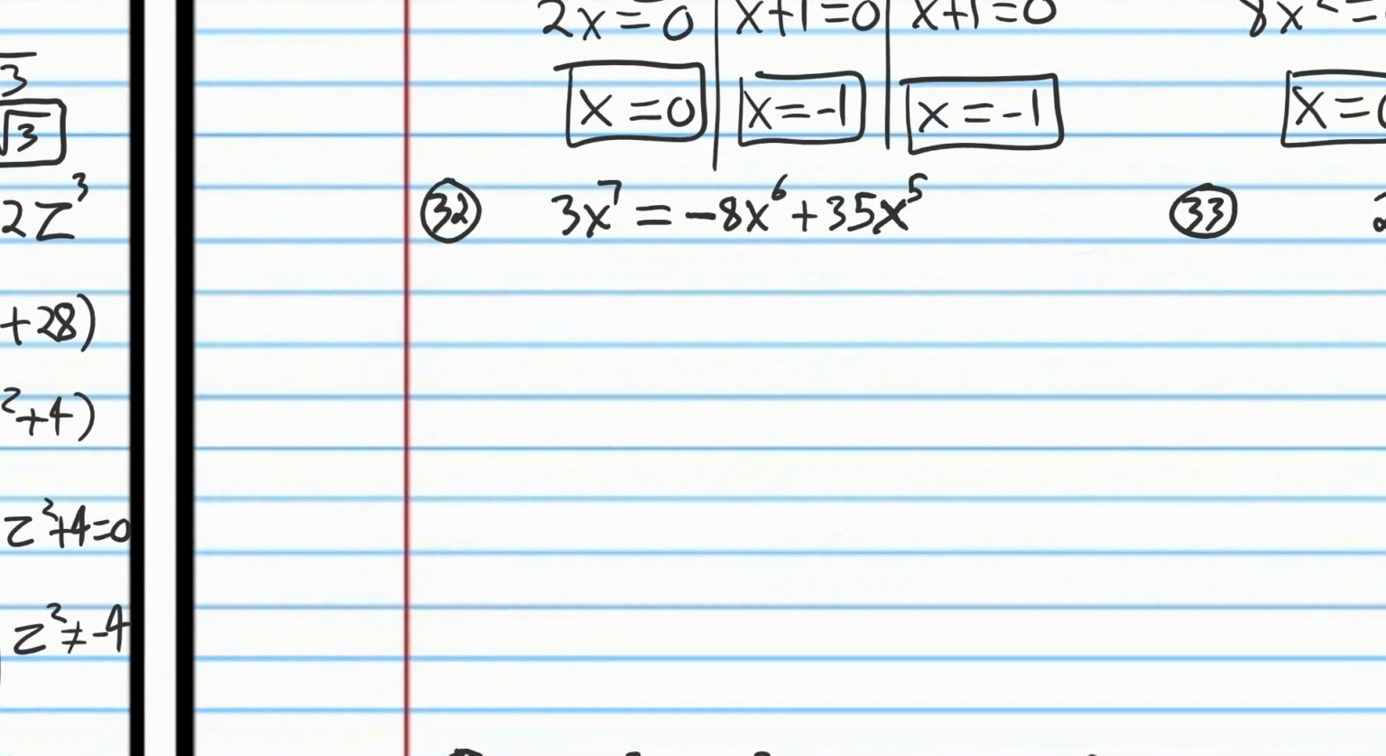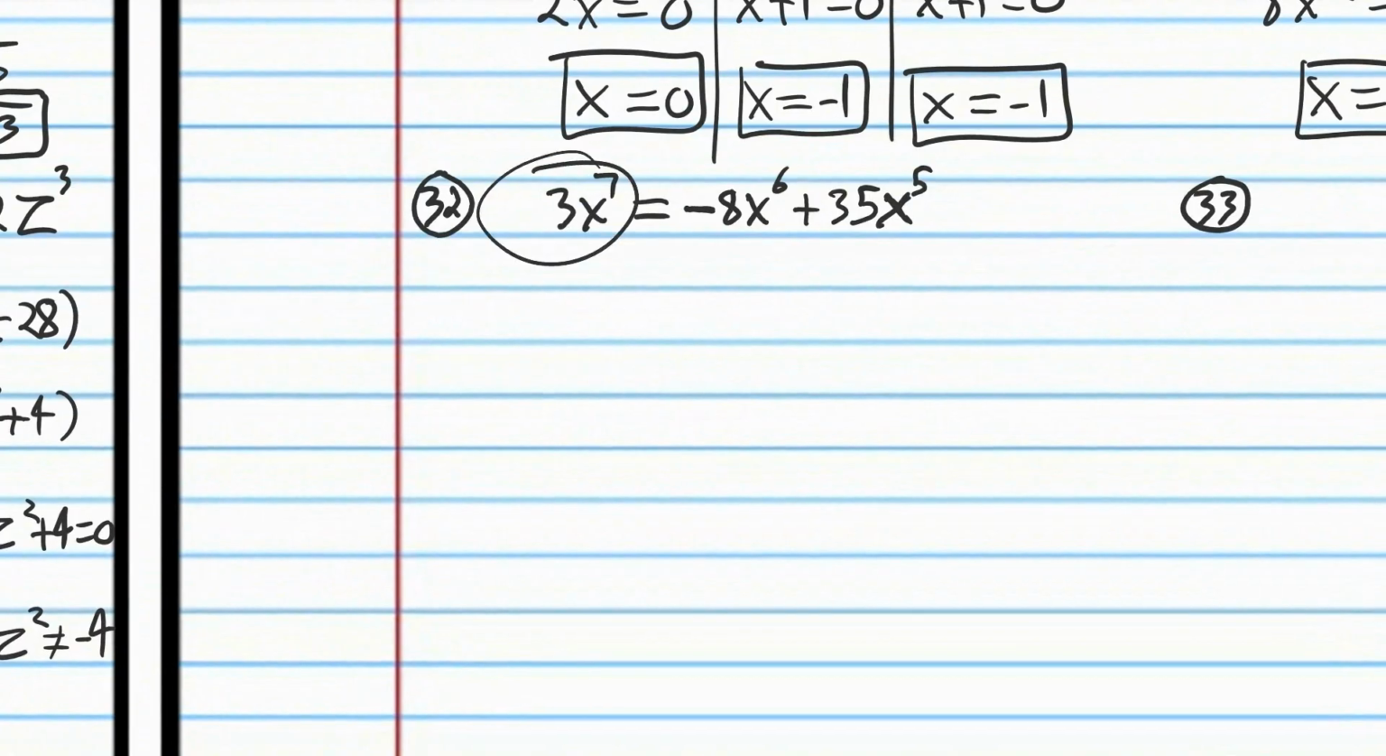So try number 32. Put all the terms on the left side, and make sure you write your 0 on the right side. Write the terms in descending order of powers and factor out a greatest common factor and factor the quadratic expression, and when you come back, we'll do it together.